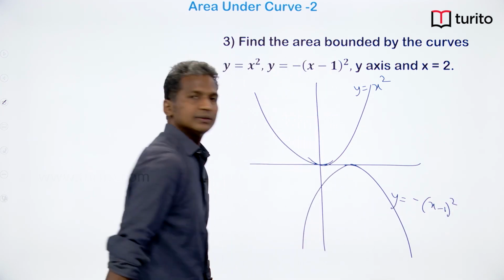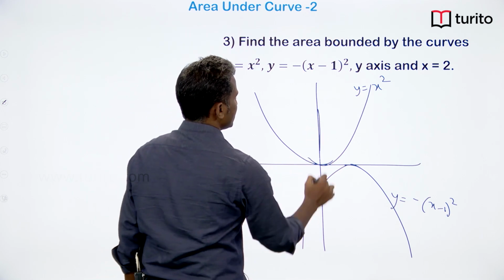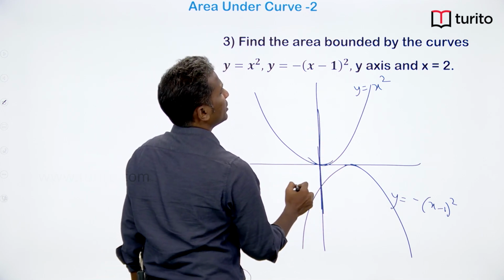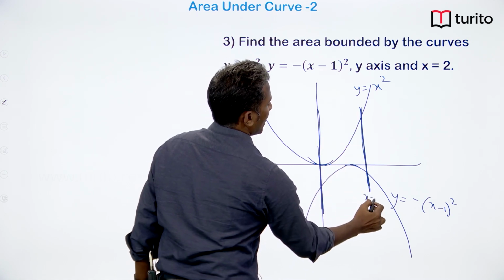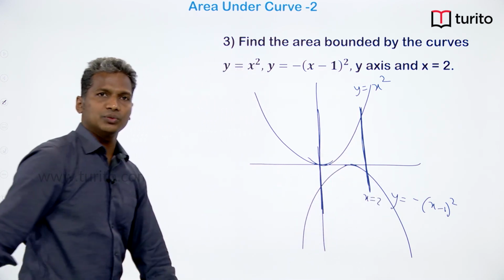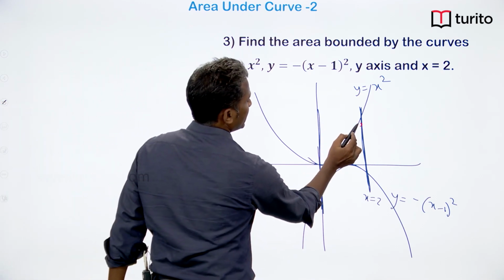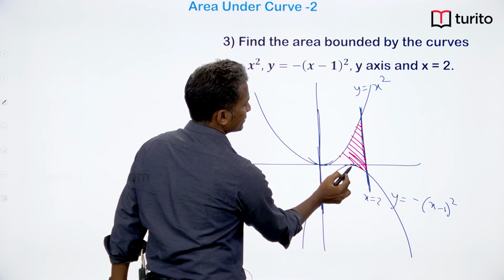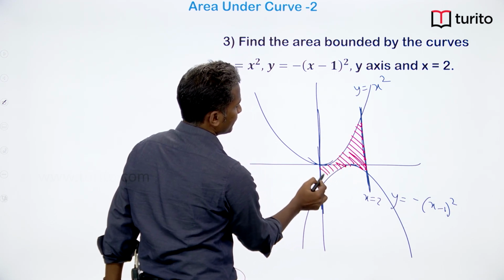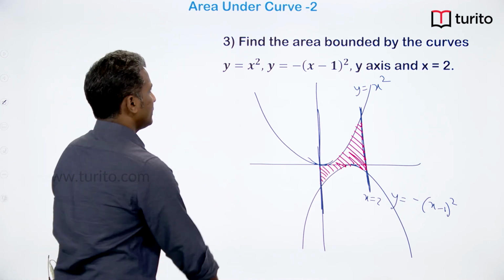We have to find the area between the y axis, that means this is acting as one boundary, x equal to 2 is acting as another boundary, and these two curves are the other two boundaries. So basically we are finding the area which is bounded between these two graphs. So, how do we find the area here?